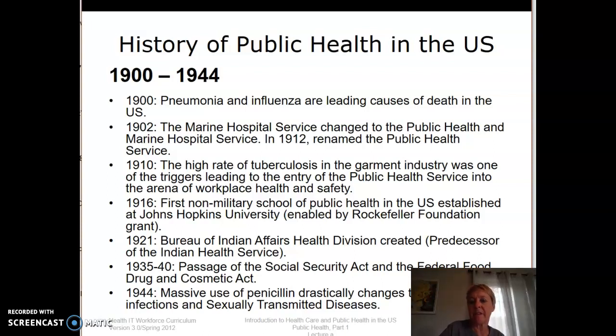1921, the Bureau of Indian Affairs was created. 1935, Food and Drug. That made a big impact on public health. And then in 1944, penicillin changed the way we treated infections. Prior to 1944, there really weren't any antibiotics around. A little bit of sulfa, but it didn't do a lot.